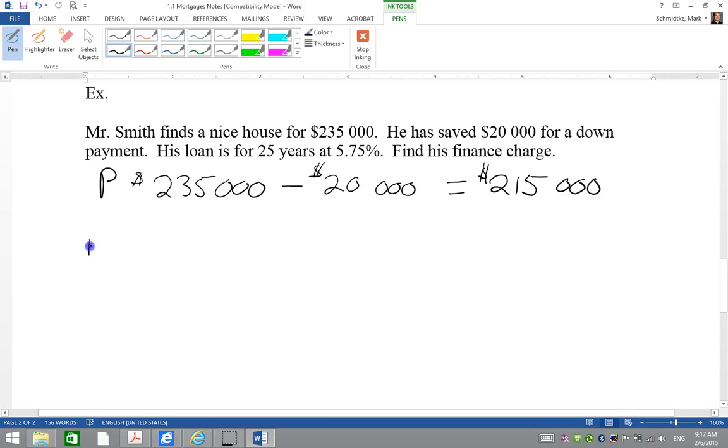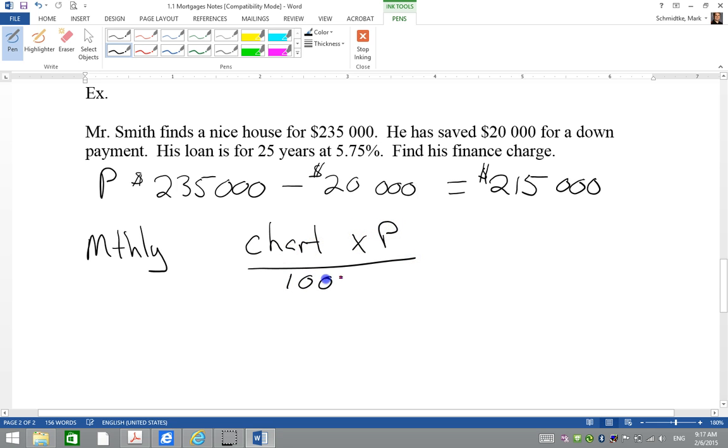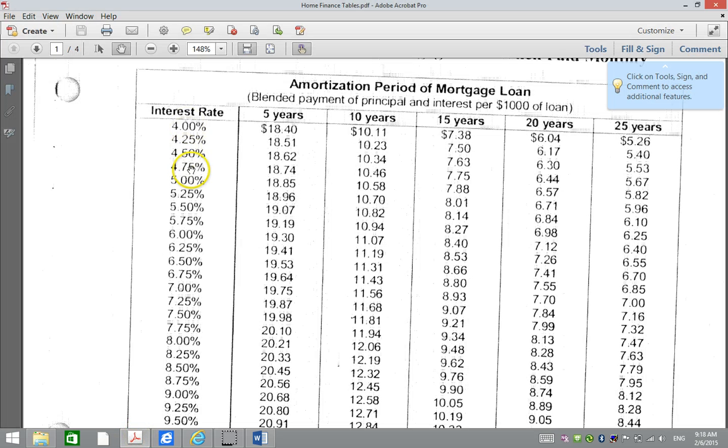Step 2 is the monthly payment. And I don't know why, but I like to abbreviate it as monthly. So monthly payment says that we take our chart value, times it by the principal, and then divide by 1,000. So we've got a 25-year loan at 5.75%. Let's go to our charts. So left-hand side, 5.75. For 25 years, we go all the way across, and our chart value is 6.25.